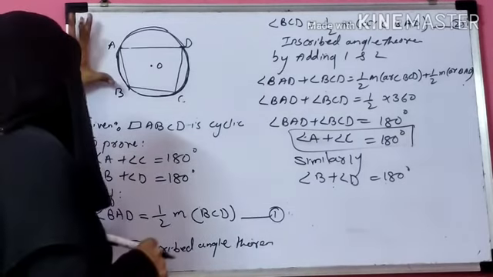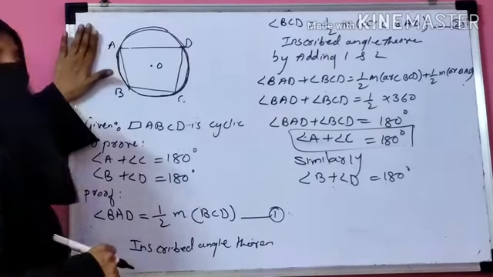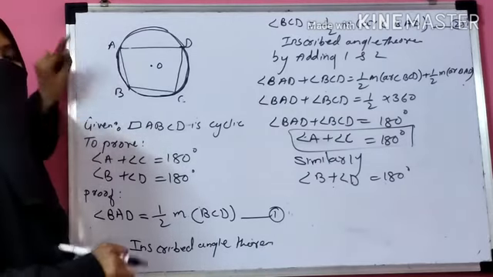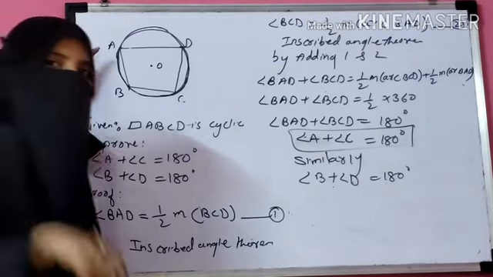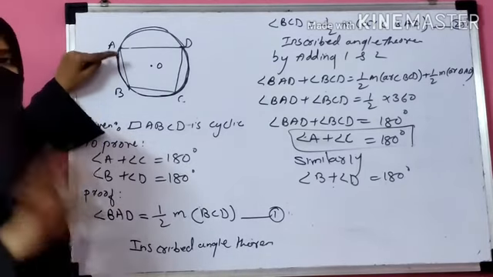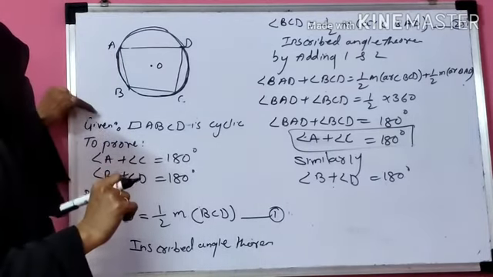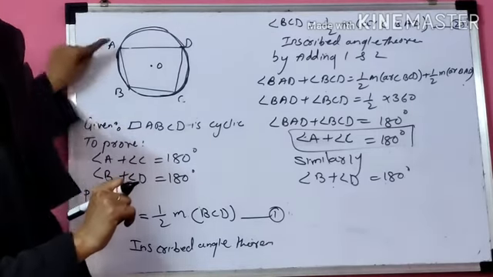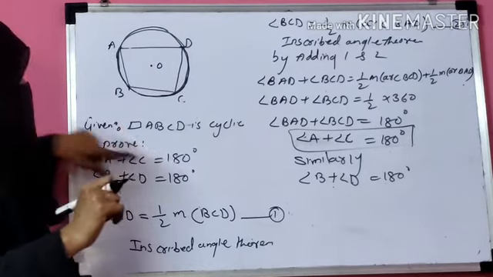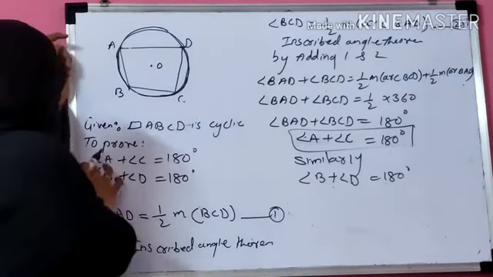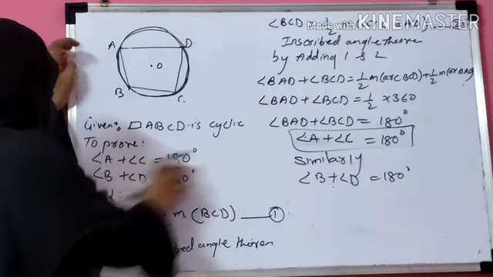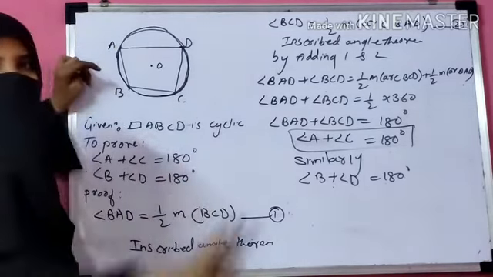Once again I am repeating. This is the cyclic quadrilateral theorem. A cyclic quadrilateral is a quadrilateral that lies in a circle. So the given is the quadrilateral is cyclic, and you have to prove opposite angles of a cyclic quadrilateral are supplementary. That means their sum is 180. So here opposite angle A plus angle C is 180, and angle B plus angle D is 180.